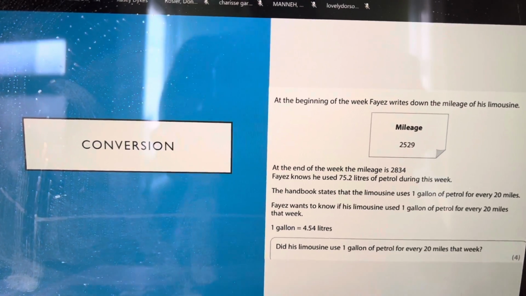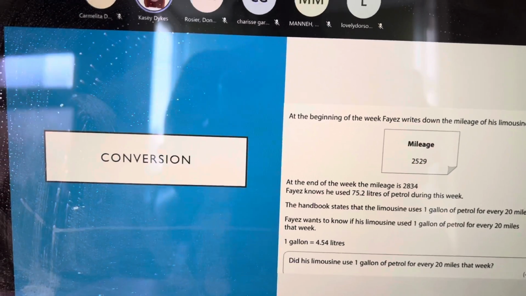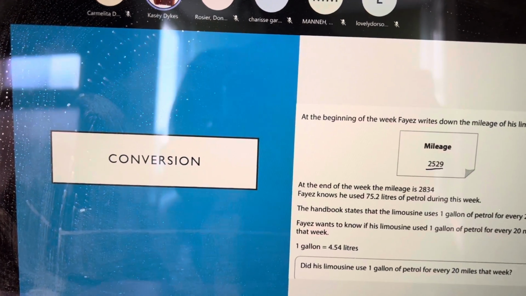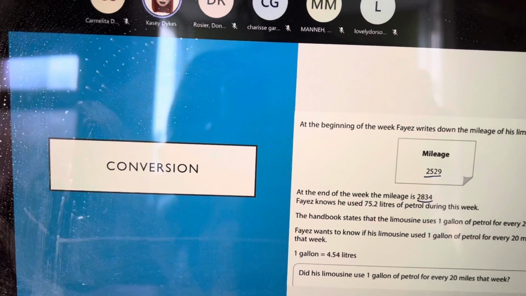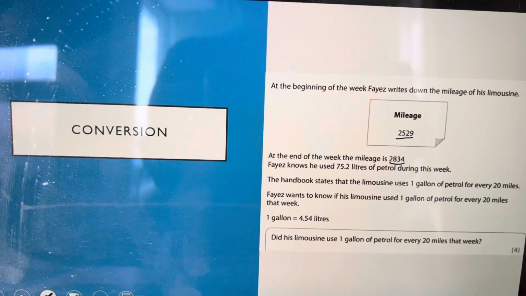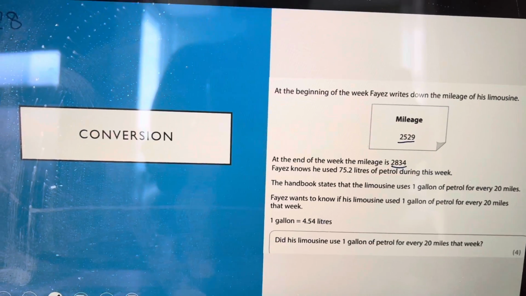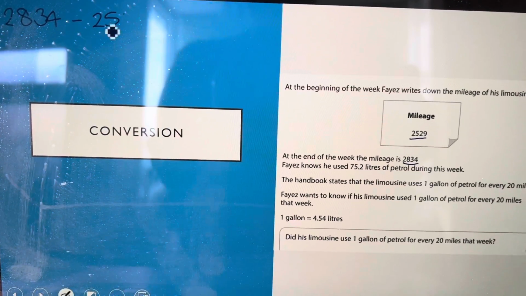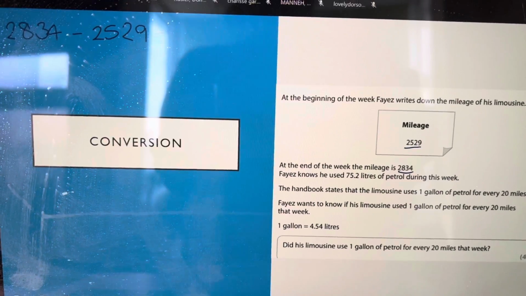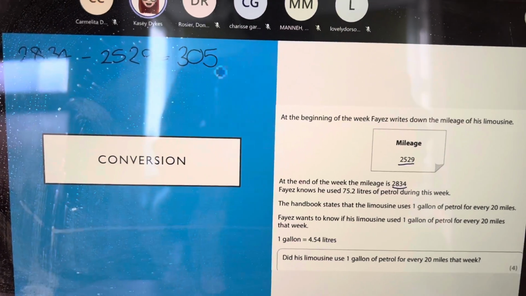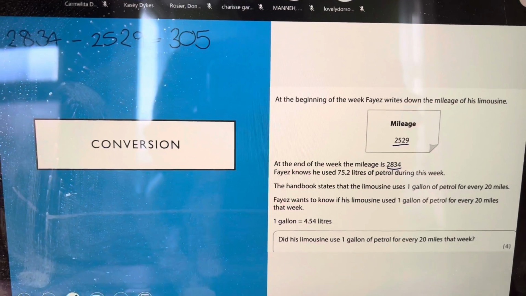All of them do, however, rely on us finding the difference between his mileage at the beginning and at the end of the week. So that's something we have to do, whatever method we choose. So I'm going to do 2834 minus 2529. Get 305. So that's how many miles he drove during that week.